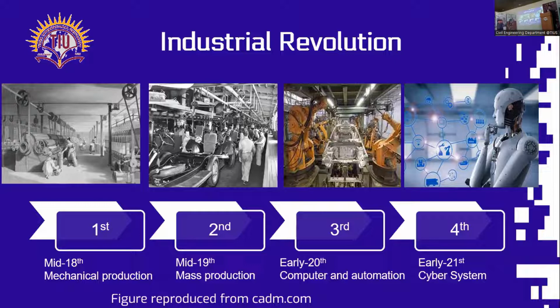The fourth industrial revolution actually starts in 2016, we can say early 21st century. Especially the cyber systems are coming, with artificial intelligence and the Internet of Things. And 3D printing is one of them; it is part of the cyber system, or we can say part of the fourth industrial revolution.